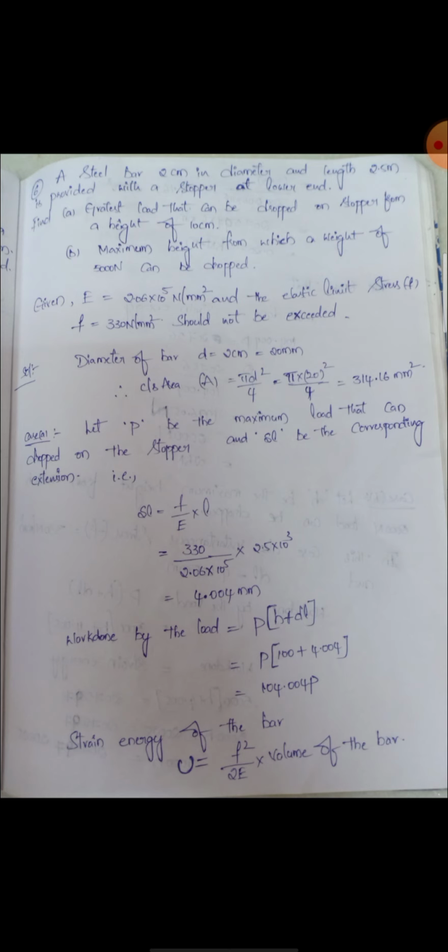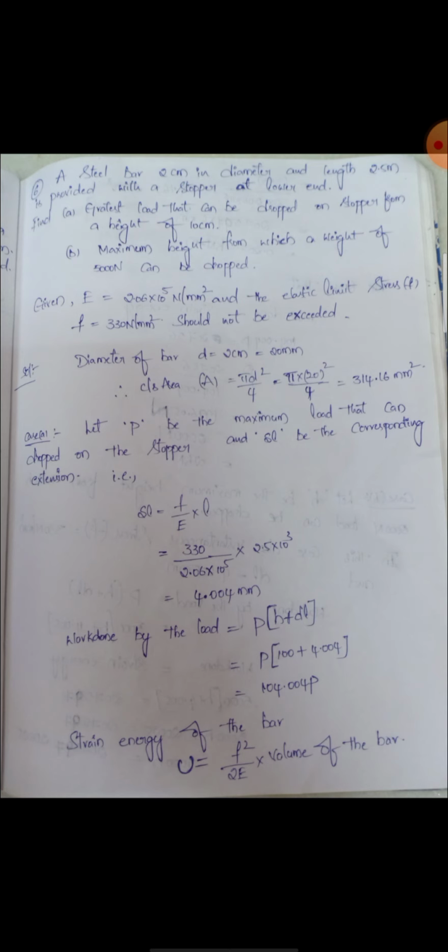Here a stopper is provided at the lower end, and a steel bar of 2 centimeters in diameter and 2.5 meters in length. E equal to 2.06 into 10 power 5 Newton per mm square and elastic limit stress f equal to 330 Newton per mm square. The greatest load that can be dropped on the stopper from a height of 10 centimeters we have to find out, and the maximum height from which a weight of 5000 Newton can be dropped, that is the second condition. So two conditions we have to find out.